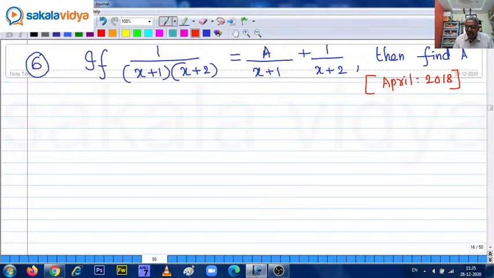So this will be useful for all competitive entrance examinations, board, 11th class and 12th class, diploma engineering, and for all classes it will be useful. Right.